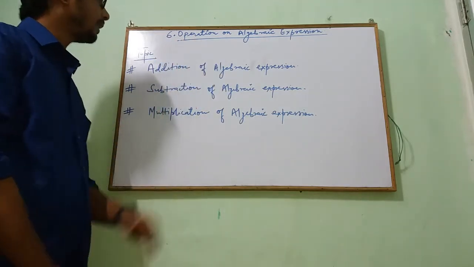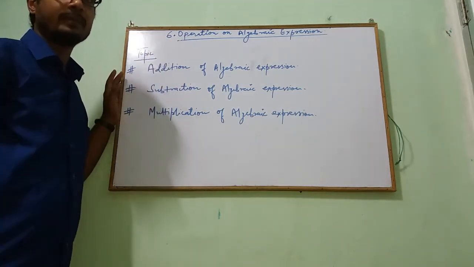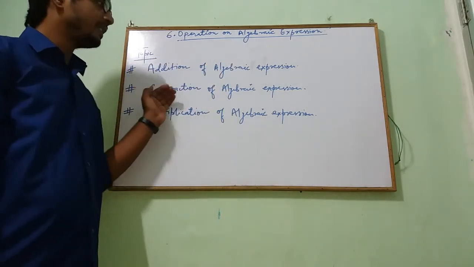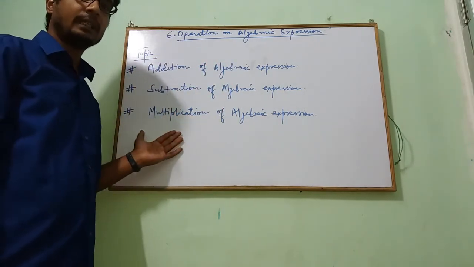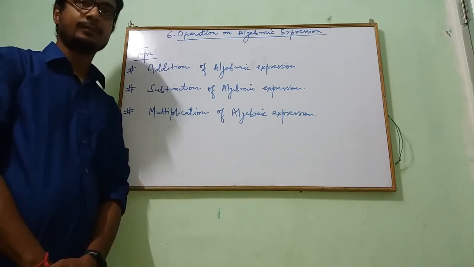Now in this chapter, operation of algebraic expression, these following topics will be discussed. Number one is addition of algebraic expression, second is subtraction of algebraic expression, and third one is multiplication of algebraic expression. So let's start the video.